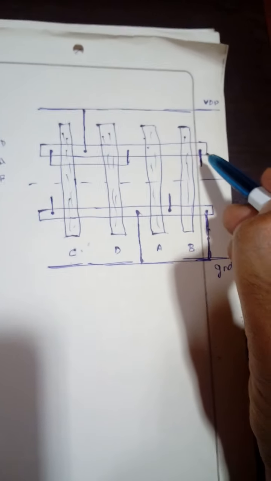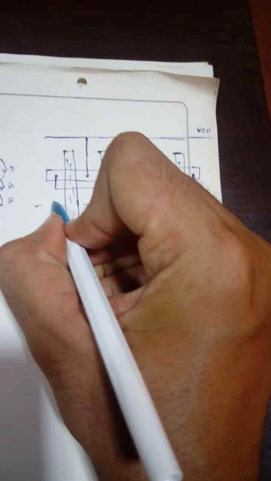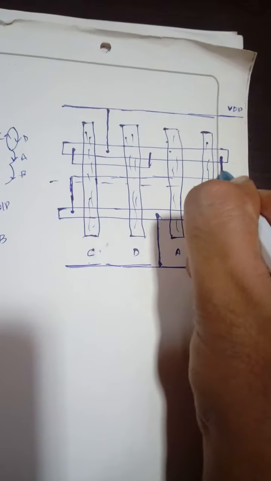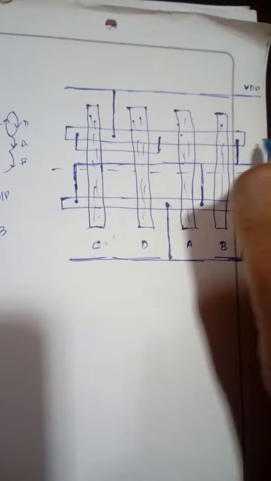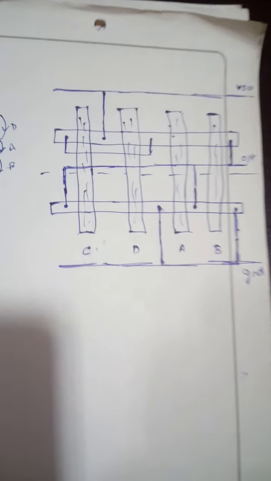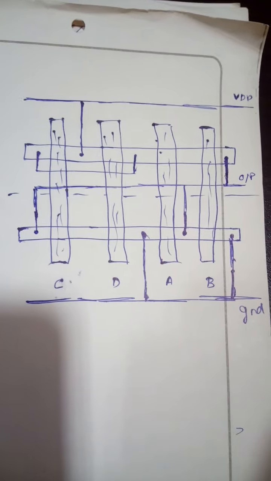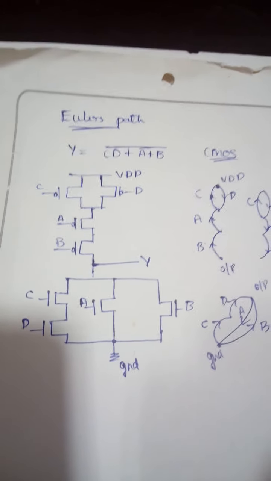And if you see the top transistor, this end should go to the output. So what we will do, we will connect them using the metal line, and we'll give it to the output, right? So this is the stick diagram for this circuit of CD plus A plus B.